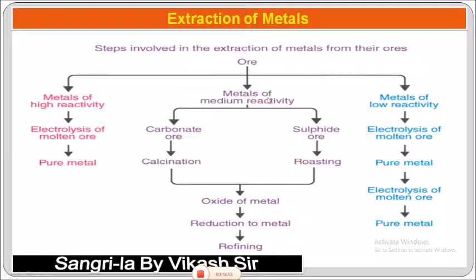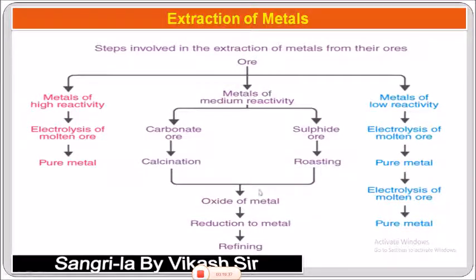For metals of medium reactivity, we will see two ways, one for carbonate ores and second for sulfide ores. When we get carbonate ores of a particular metal, we do the process of calcination, and for sulfide ores the process is roasting. After calcination and roasting we get the oxides of metal, then we apply reduction from oxides of metal to metal, and finally the refining process. After refining we can get pure metal.